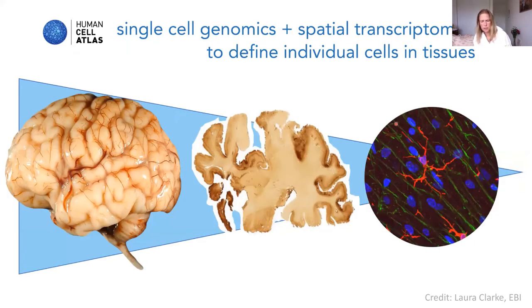So the idea of the human cell atlas is that it'll allow everybody to navigate from that whole organ level down to the individual cell level. Here you can see the blue nuclei of each individual cell with fluorescence microscopy.